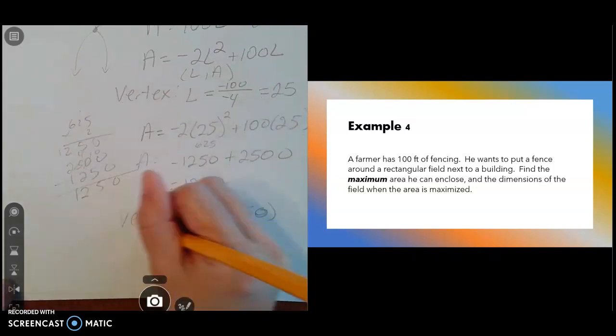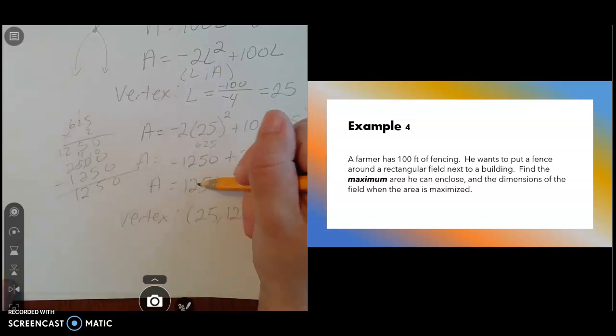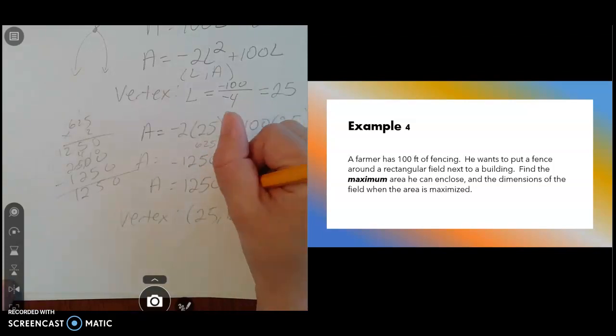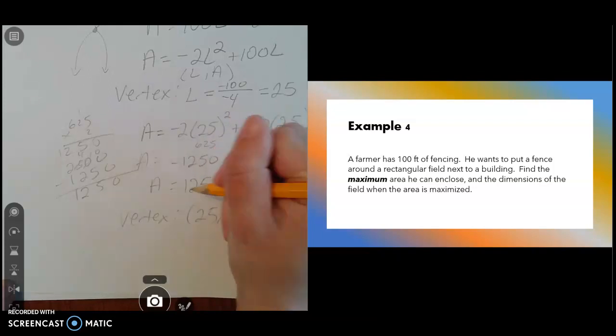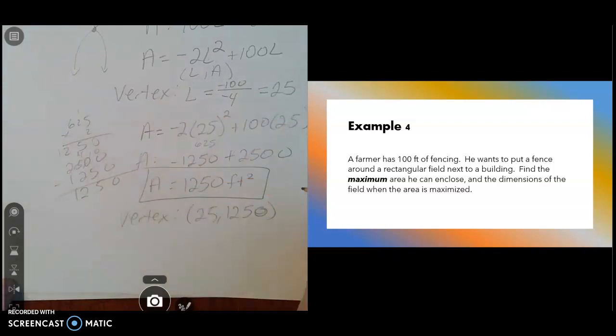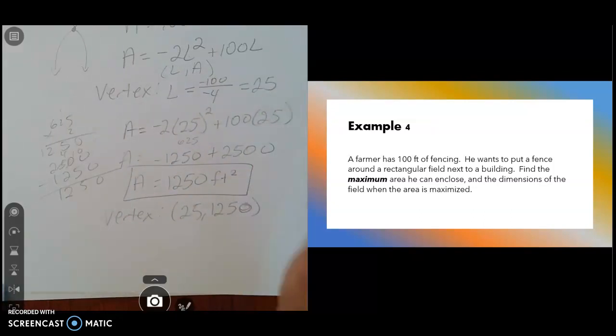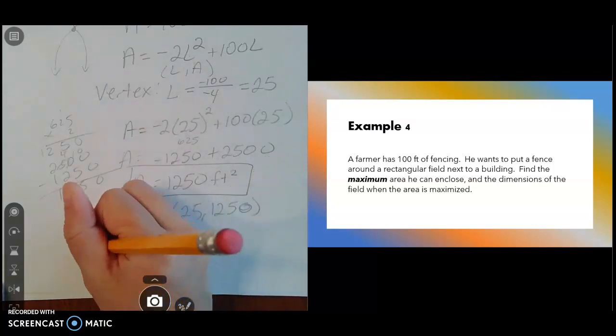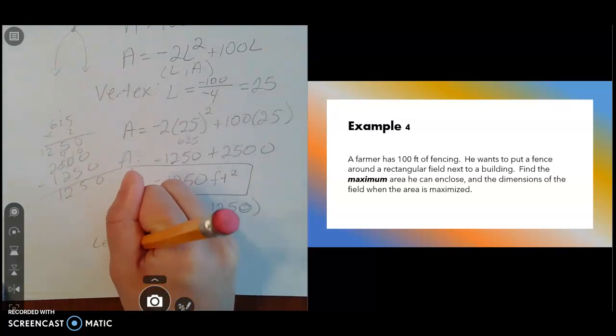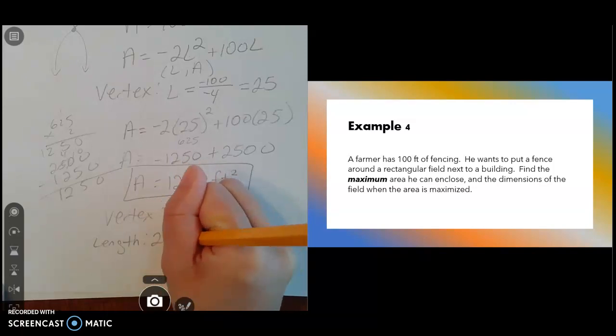Okay? So answering the question, find the maximum area he can enclose. Well, the area, we have that. It's 1,250. Everything was in feet, so that would be square feet for our units in area. There's your maximum. Find the dimensions of the field. Well, we figured out the length. The length was 25 feet, right? So length for our maximum area would be 25 feet.